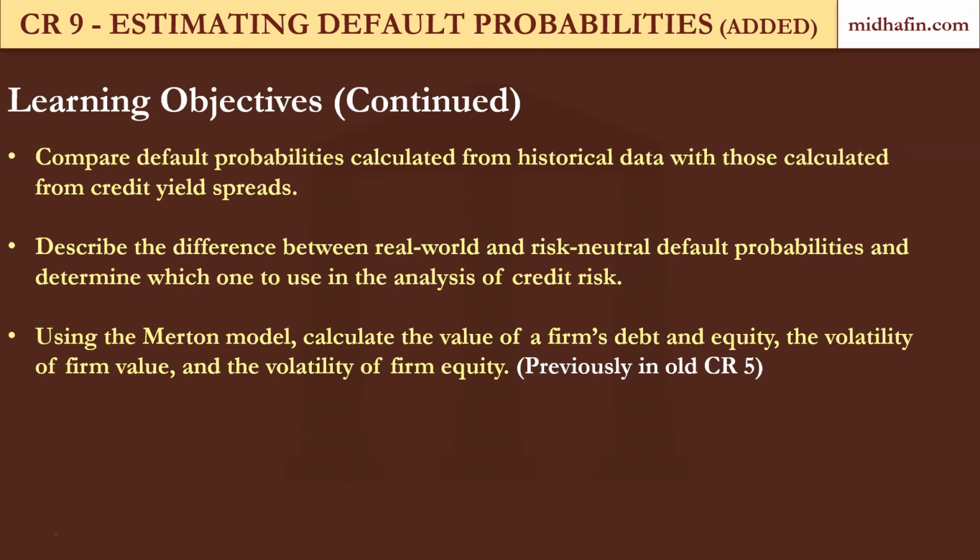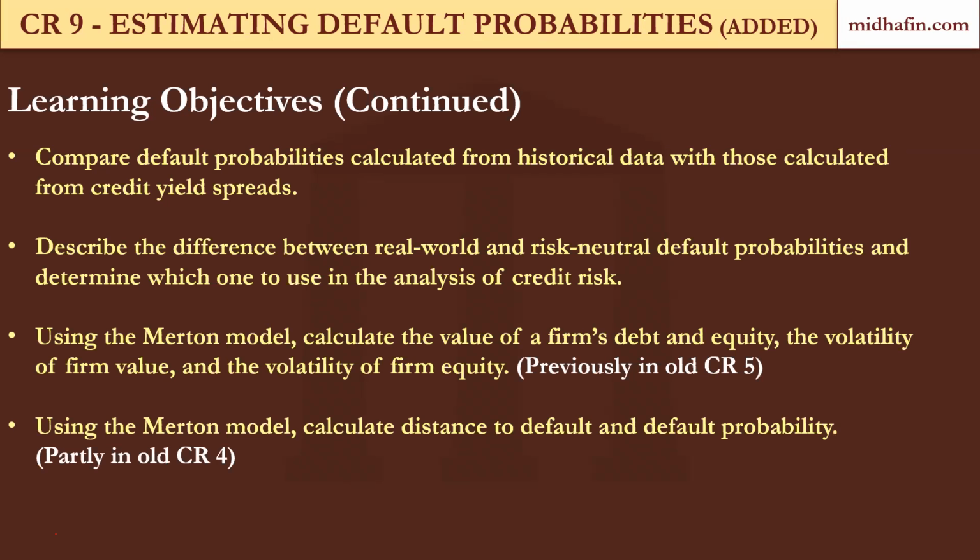Then this was exactly there in the old CR5 chapter, Merton model, valuation of the firm's debt and equity. And then using Merton model, it was partly in old CR4, distance to default. So again, I think this is a very wise move to club these two learning objectives in a single chapter, because in CR4 earlier, Merton model was used to calculate distance to default. And then it was introduced properly in the old CR5, credit risk and credit derivatives chapter. So the sequence was not very good. But in this case, they have clubbed the two into a single chapter.